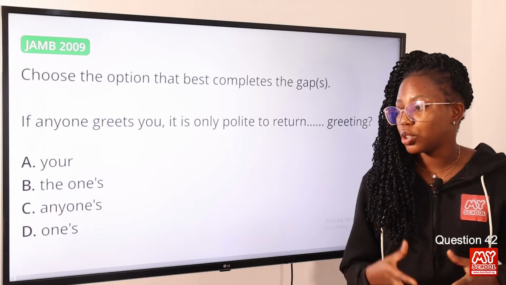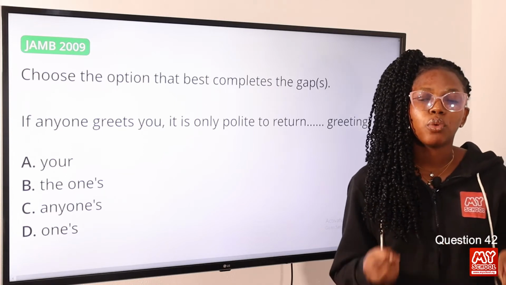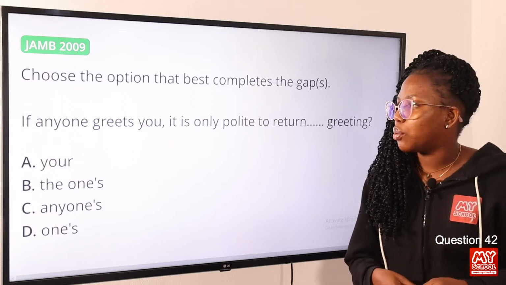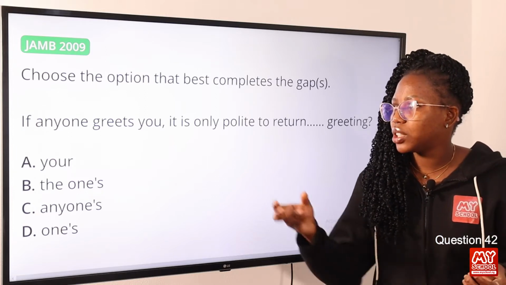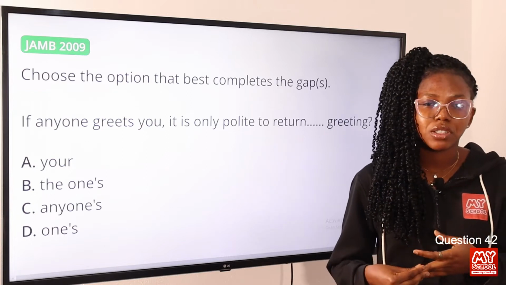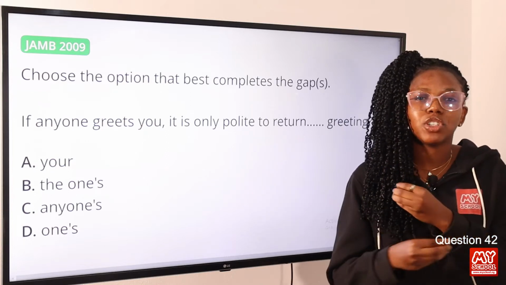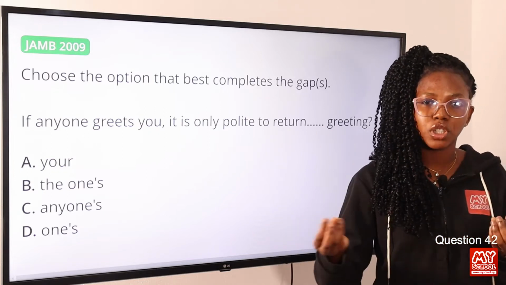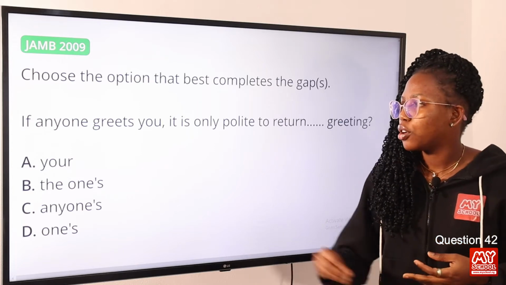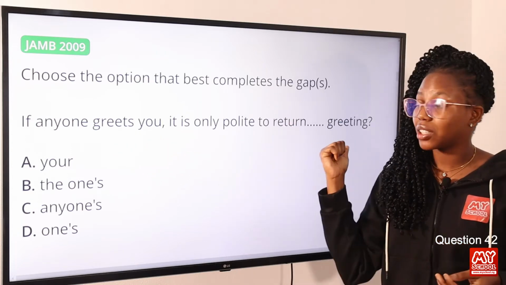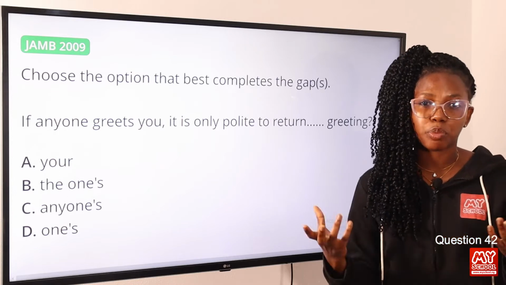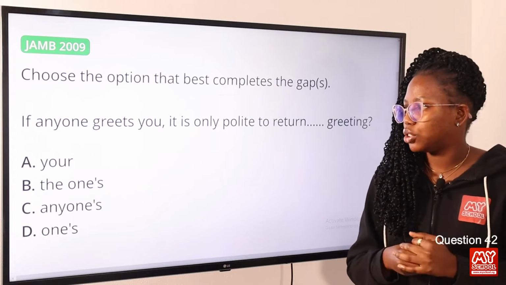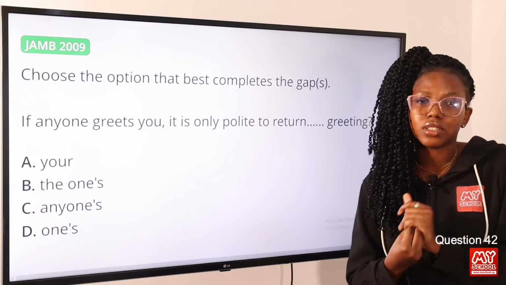However, the answer to this question is option D, one's, because one is used to refer to a person previously mentioned. Now, we have if anyone greets you. The anyone in the sentence here is an indefinite pronoun that is used to make emphasis on just anybody. It's just to emphasize that if anyone should greet you, you should do the same. So retaining the indefinite pronoun in the second clause will be inappropriate. It will sound inappropriate. So the answer to this question is option D, one's. So if anyone greets you, it is only polite to return one's greeting.